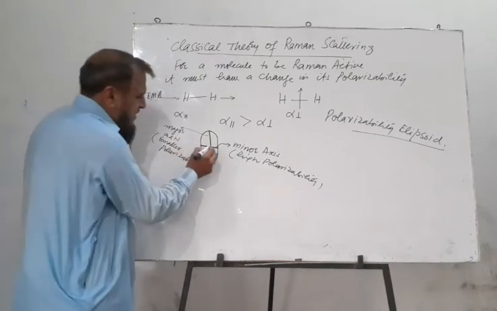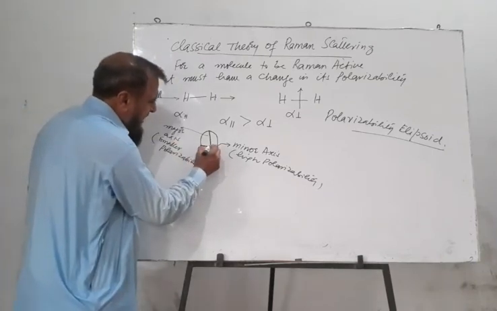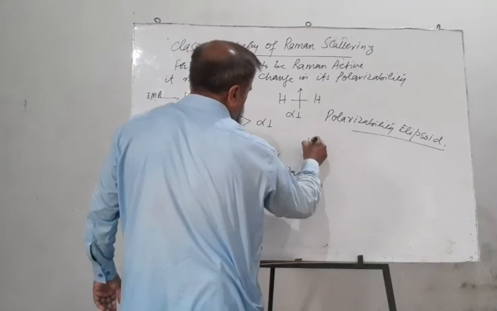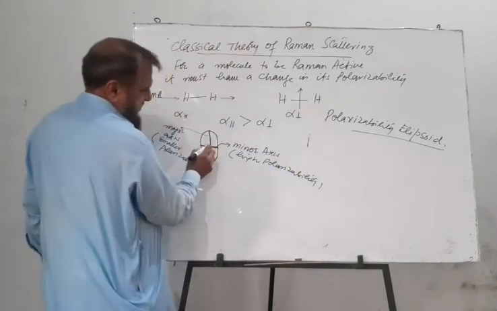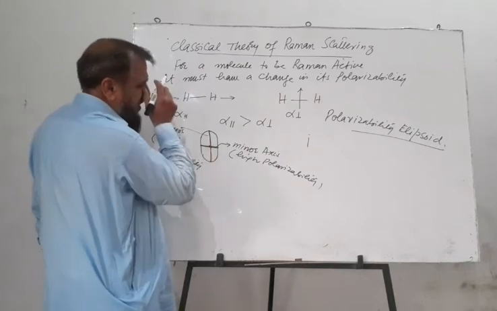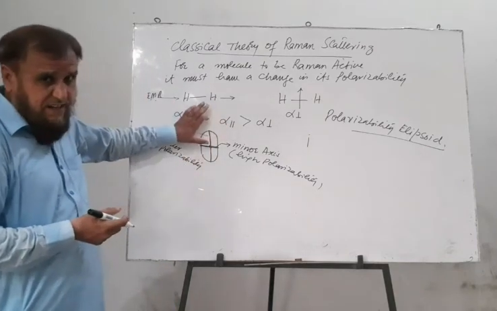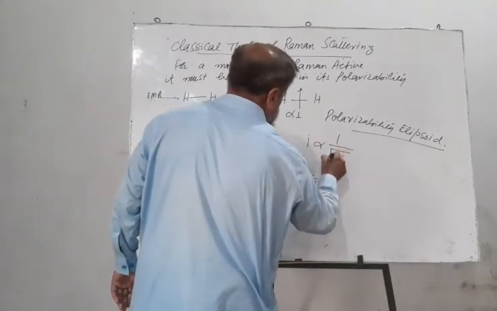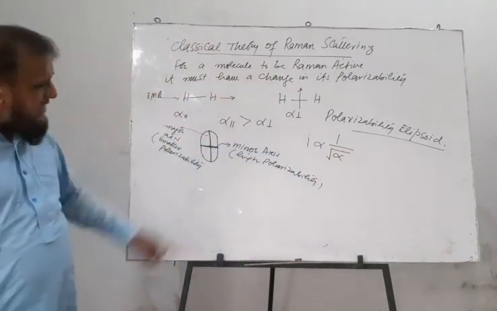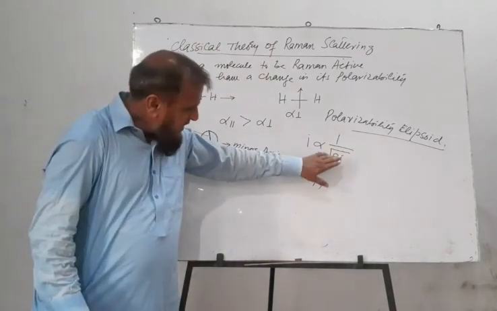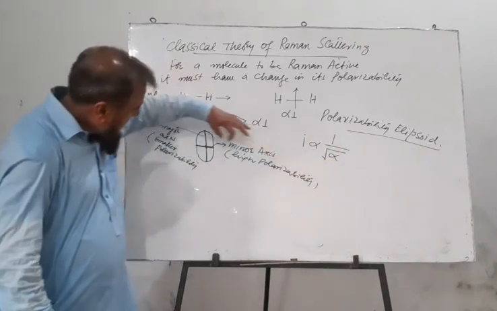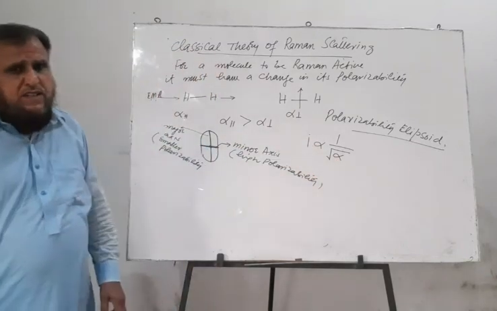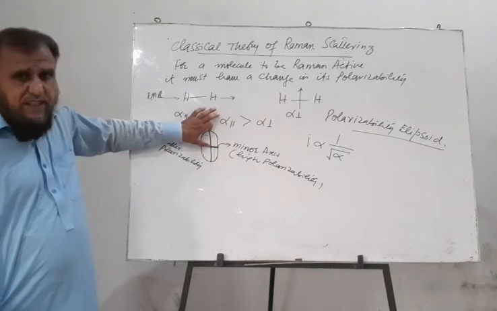Now the length of the axis from the central point is governed by a relation: l, the length or displacement from the central point of an axis, whether along the minor axis or the major axis, is inversely proportional to the square root of polarizability. This mathematical expression clearly shows that if the polarizability increases, the length of the axis will decrease, and if the polarizability decreases, the length of the axis will increase.